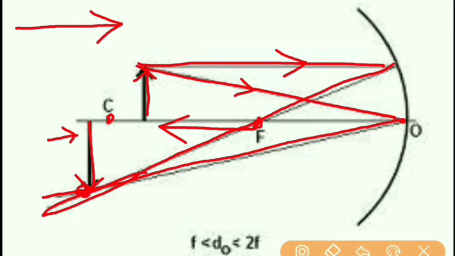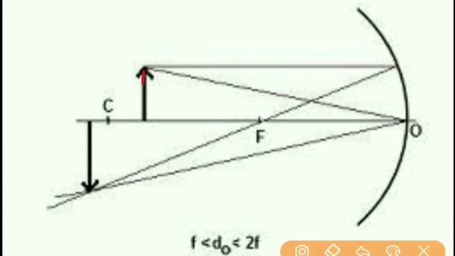Now the difference here is that the object will be small and its image will be large. When the image is formed beyond C, the image height will be larger than the object height. Again, the image formed is real and inverted because the actual rays after reflection meet at this point.